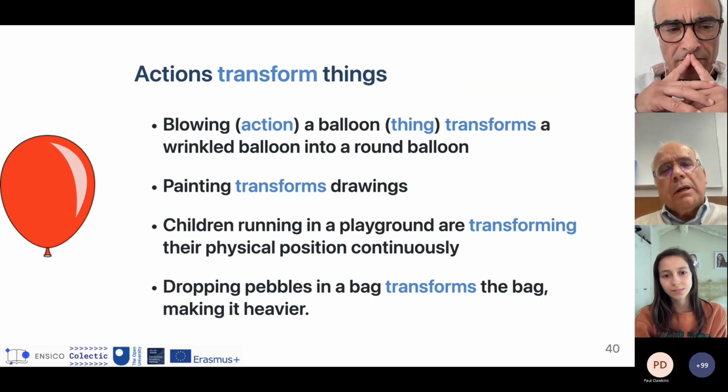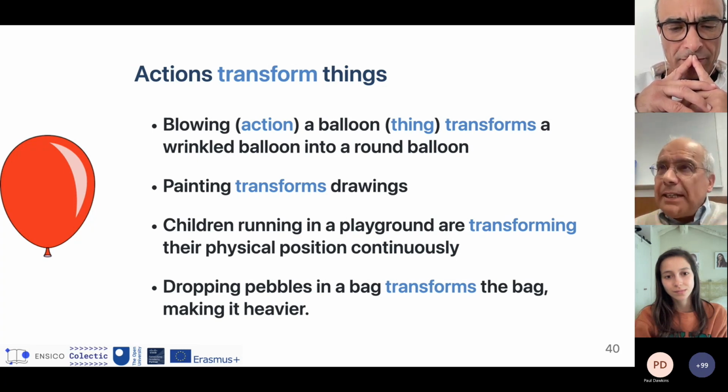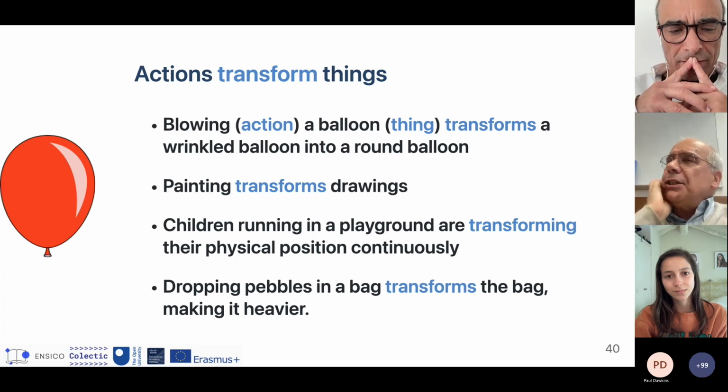If I blow a balloon, it is transformed from a wrinkled balloon into a round balloon. When you start painting a drawing, it gets transformed. When children play and run, they are transforming their physical GPS coordinates. If I drop pebbles in a bag, it transforms the bag, it gets heavier. So there is this idea that our actions transform things, which is very much related to the physics of information and things like that. This is important because, as we will see later, the students understand the transformation process quite well.